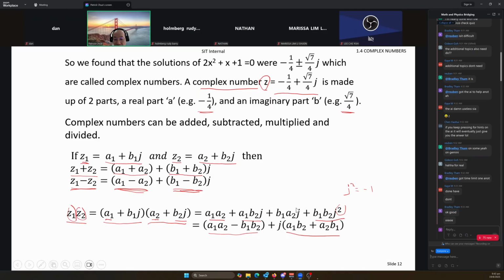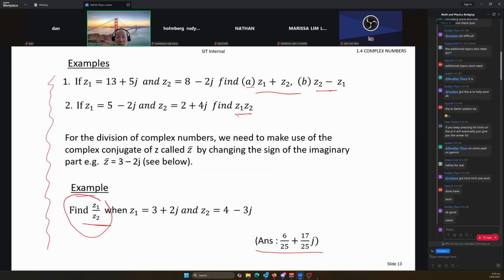And then you end up with a J here, and you have a J squared here. Notice that J squared is actually converted to -1, so you will not have a J squared in your final answer. You end up with a J only. So you end up with one bracket, which is the real part, and the next bracket, which is the imaginary part. So normal addition, normal subtraction, normal multiplication as usual.